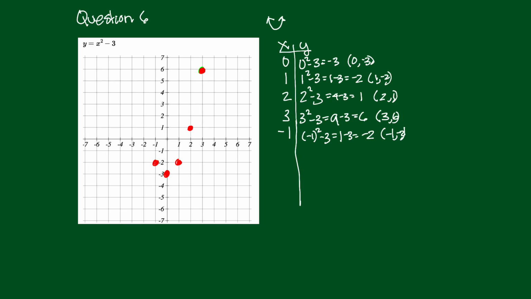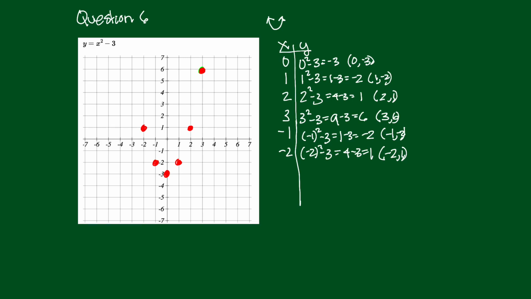Now let's put in a negative 2. So we will get negative 2 squared minus 3. Negative 2 squared is 4 minus 3. That's a 1. So it gives us this ordered pair. To the left 2, up 1. So back to our coordinate system. I'm going to start at the origin. I'm going to go to the left 2, up 1. Right there. Let's put a point there.